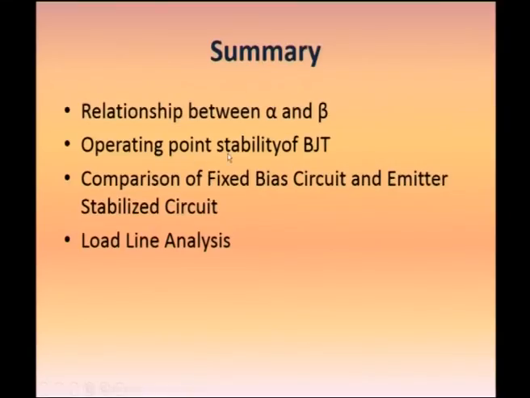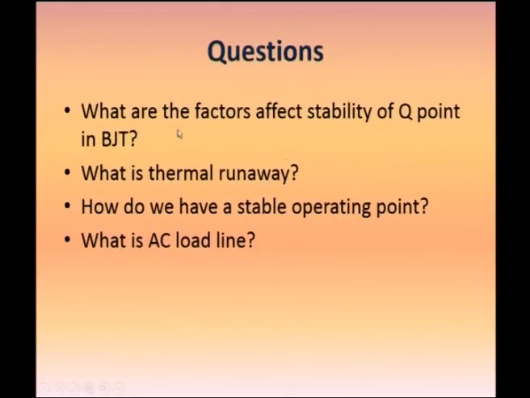So, we have seen in this session the relationship between alpha and beta, the operating point, stability of the bipolar junction transistor, comparing the fixed bias circuit and emitter bias circuit with various factors IB, IC and VCE, and finally the load line analysis. Questions to refresh your understanding: what are the factors affecting the stability of the Q point in a BJT? What is thermal runaway? How do we have a stable operating point, and what is the AC load line?